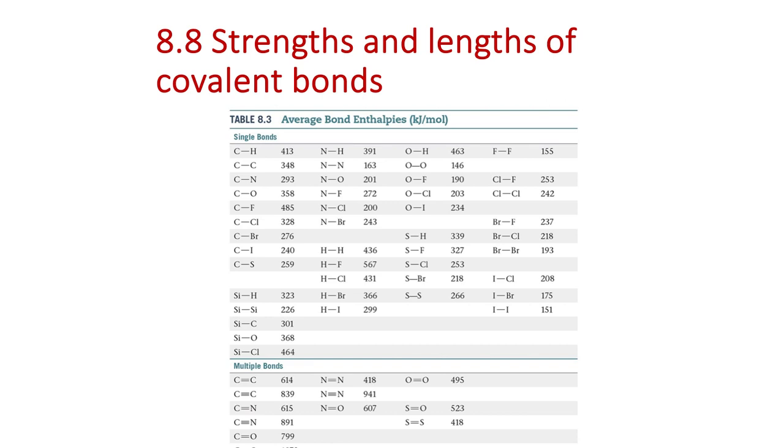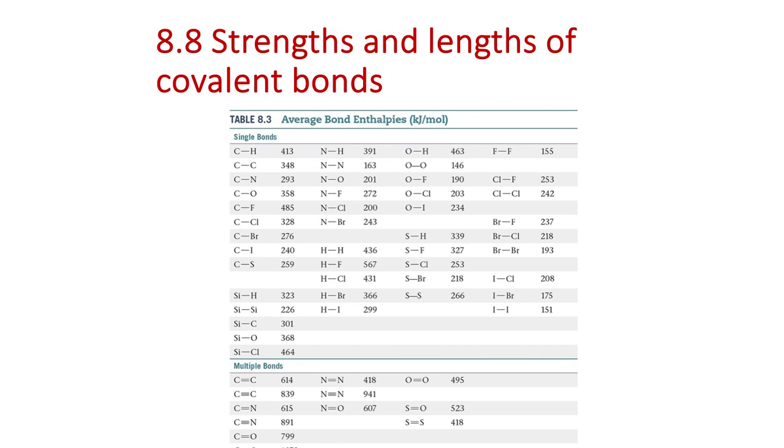The very last section in Chapter 8 is on bond strengths. Now, we talked a fair bit about bond strengths in Chapter 5, where we were using them to calculate or approximate delta H's of reaction. We'll remind you of that problem, but we'll also mention that we've already covered that problem, so we're not going to recover it for Chapter 8.